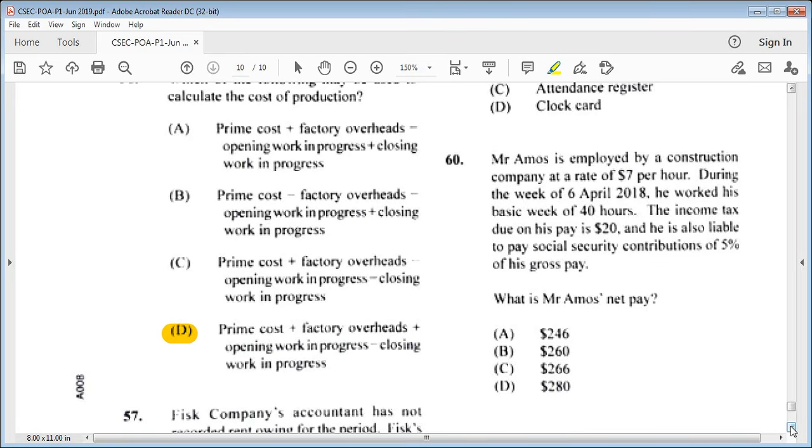We did this question already, but we're going to have to multiply the rate, $7 times 40. We're going to get $280. Then his income tax, as we see here, is $20 and 5% of gross pay. So 5% of $280 is $14. So his total deductions would be $20 plus $14, which is $34. And we deduct that from his gross salary of $280. So we're left with $246. A would be our answer.